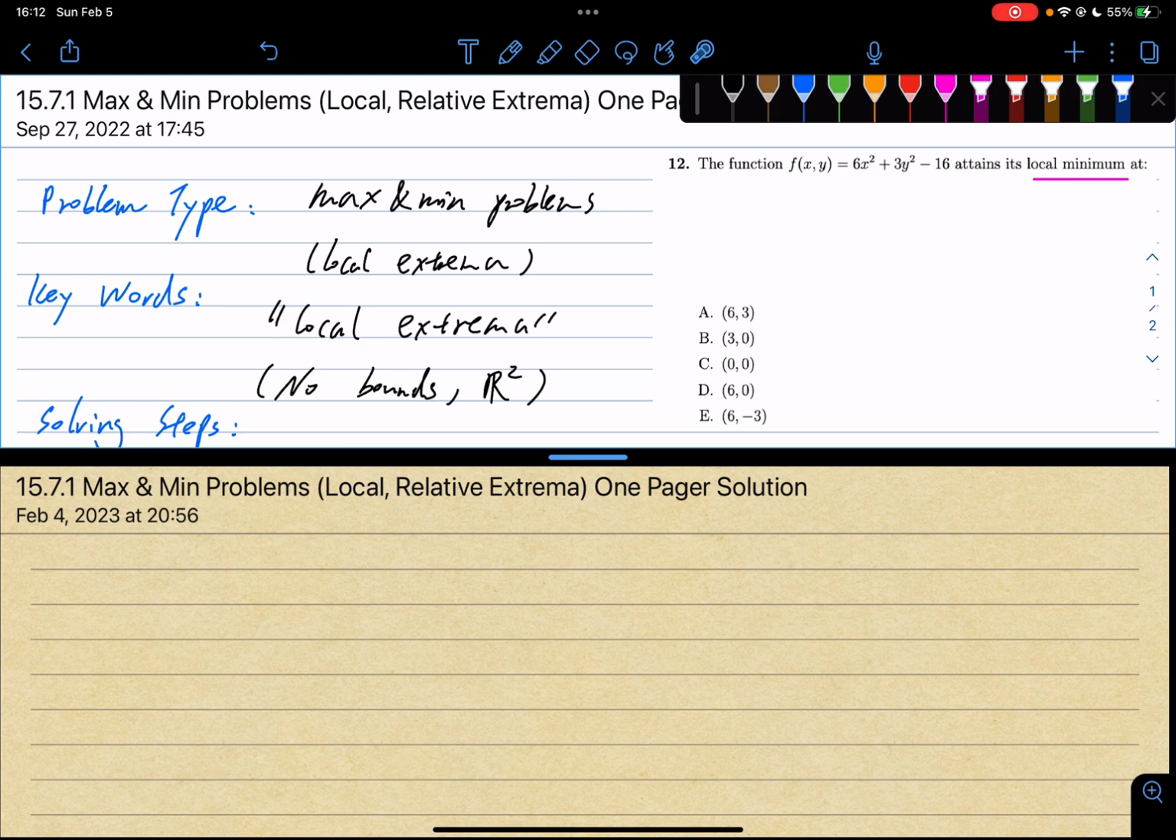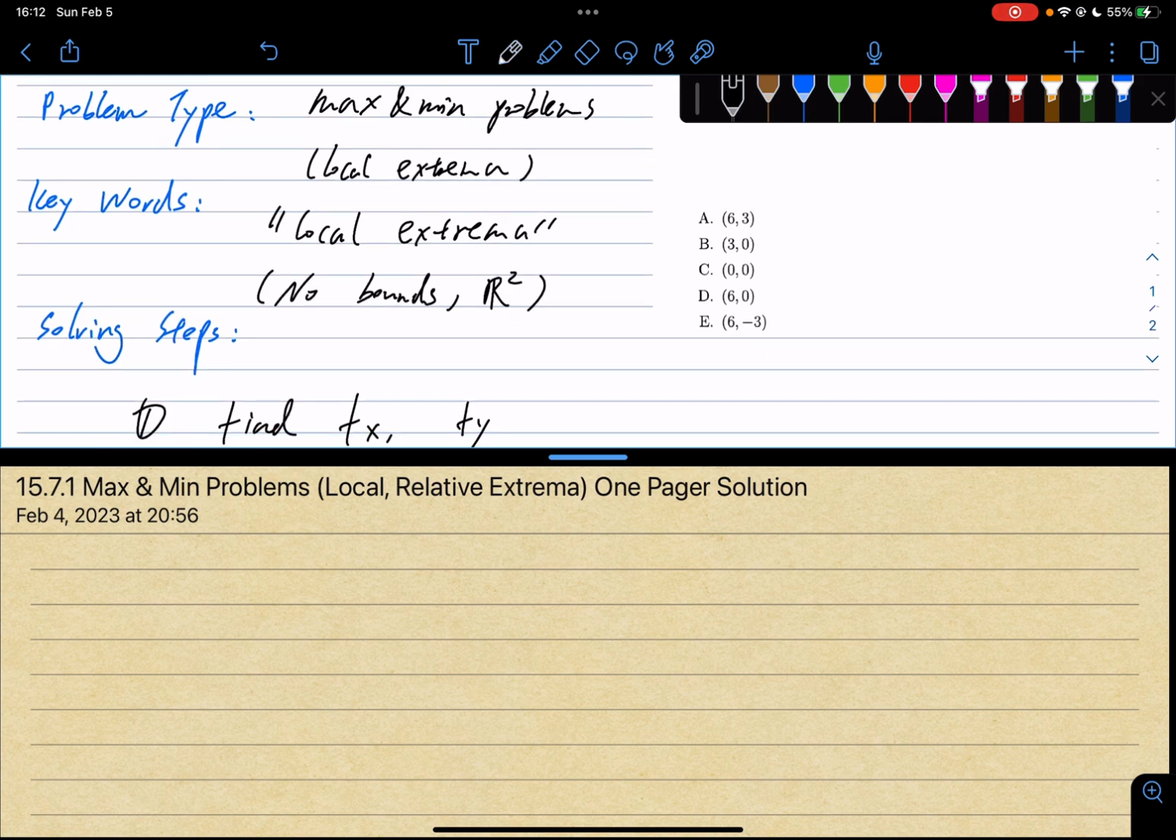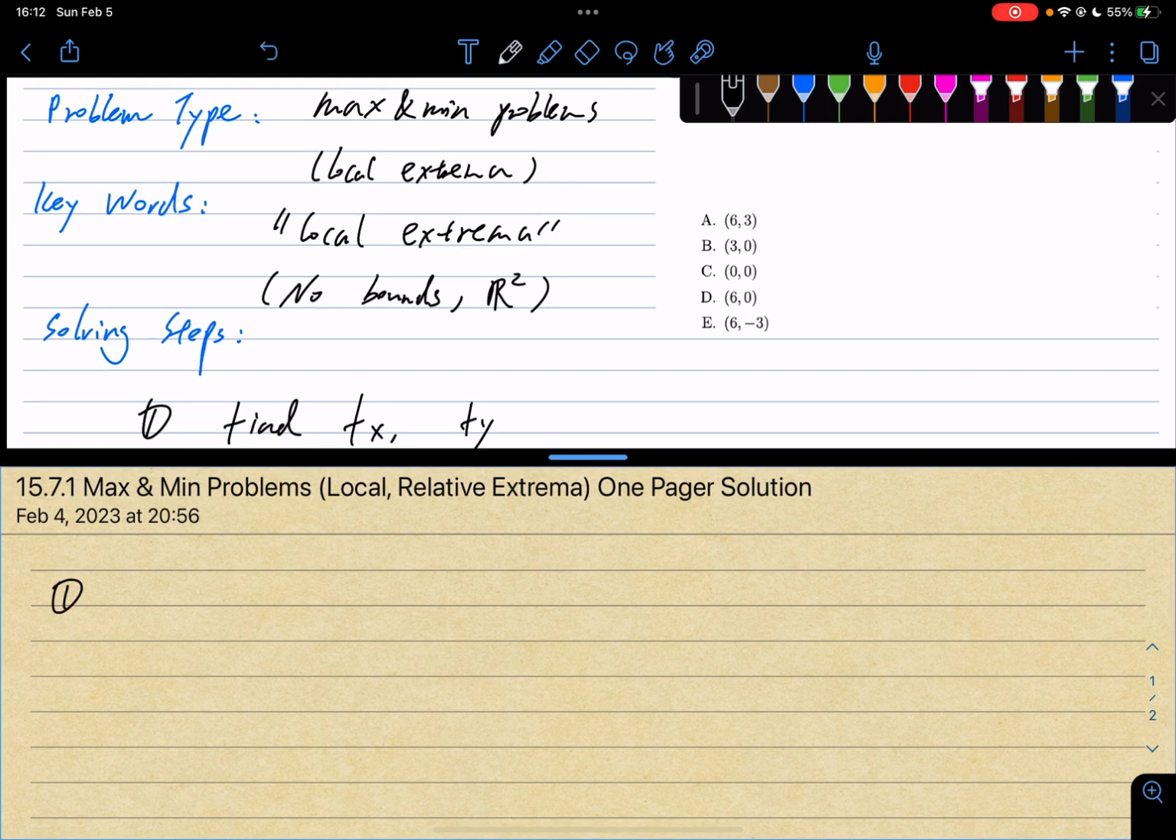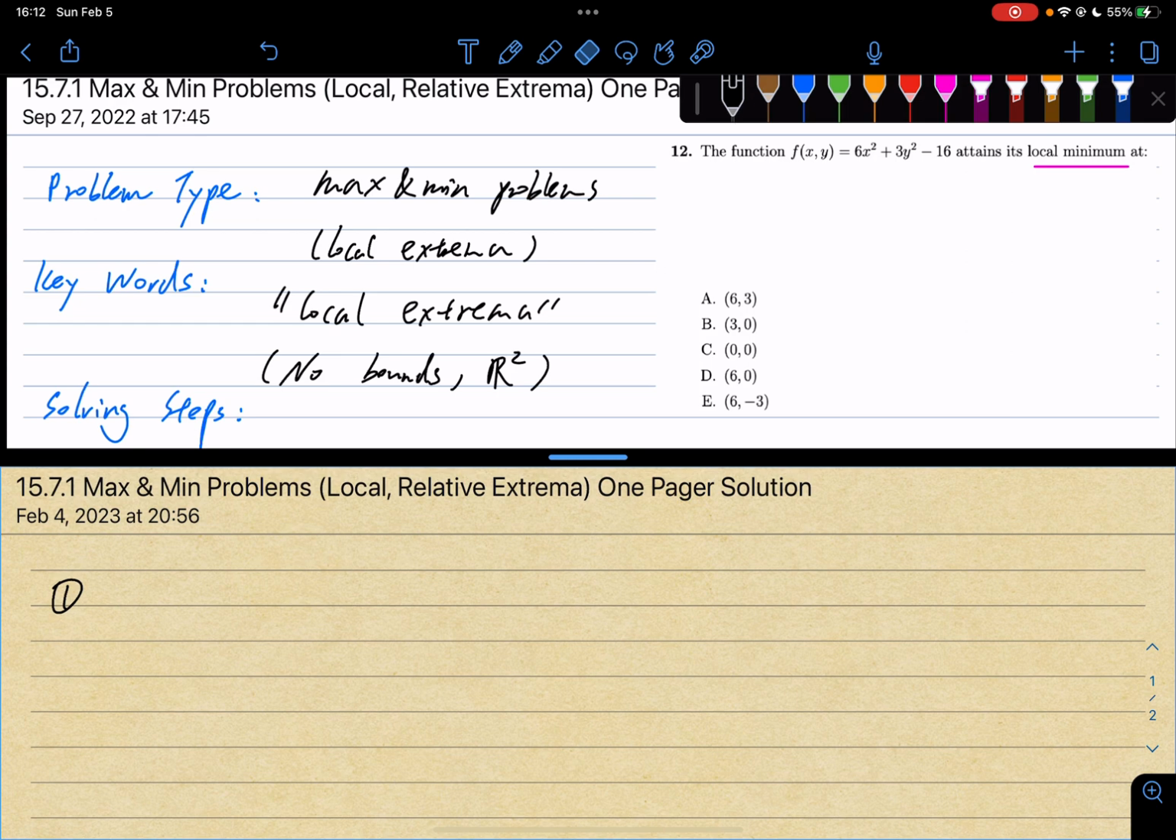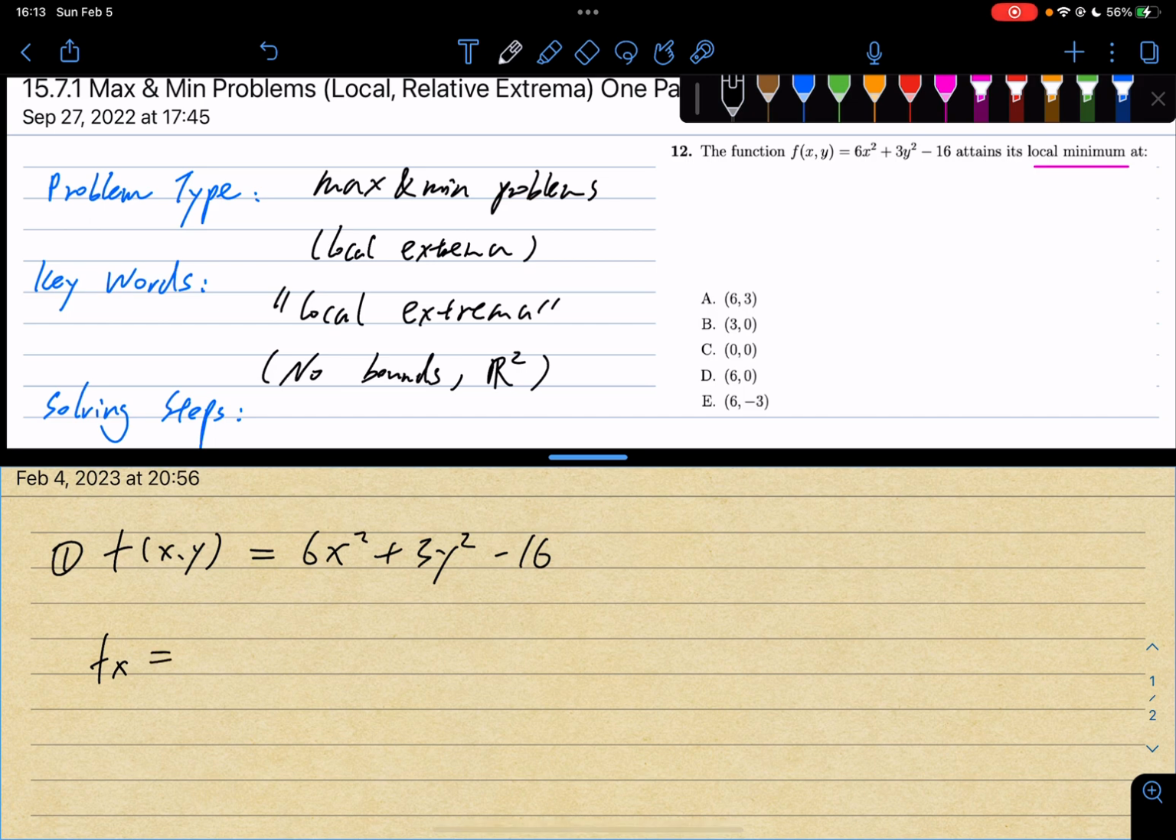There is no sort of constraint that's confining what the function should exist within. So with that said, let's go ahead and start solving the problem. First thing is we're going to find fx and fy. So step 1: f(x,y) equals 6x squared plus 3y squared minus 16. So fx equals 12x, and fy equals 6y.